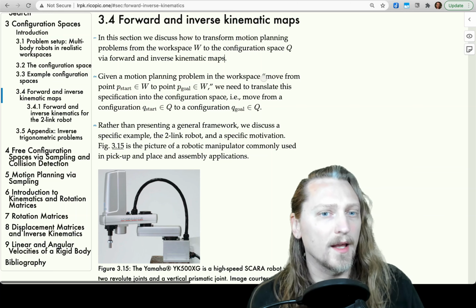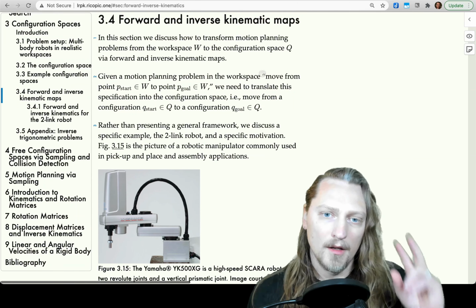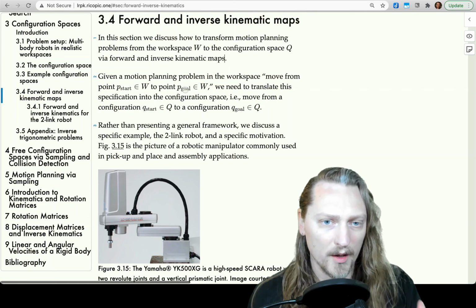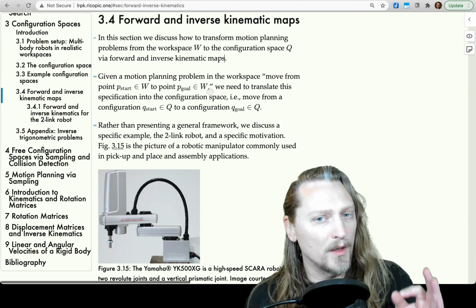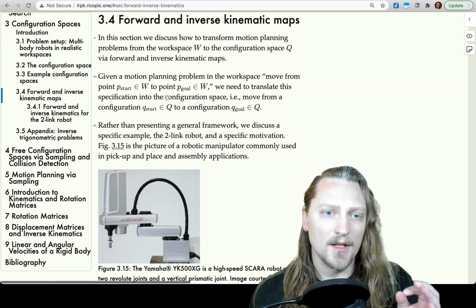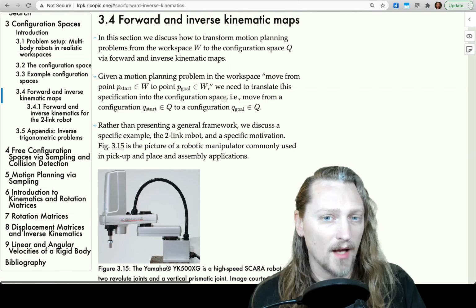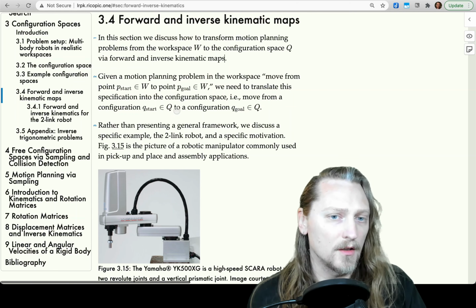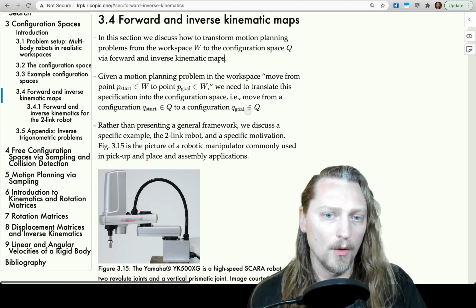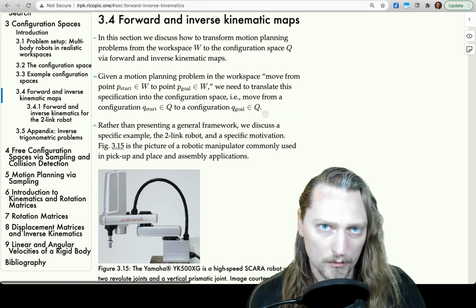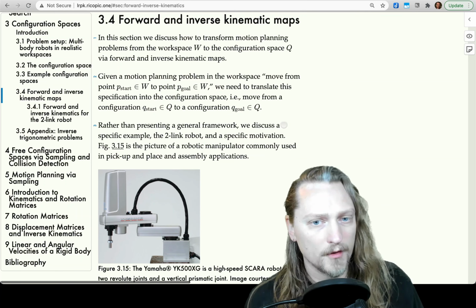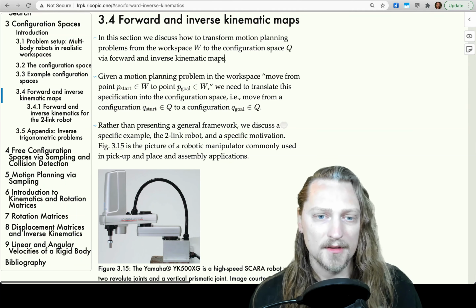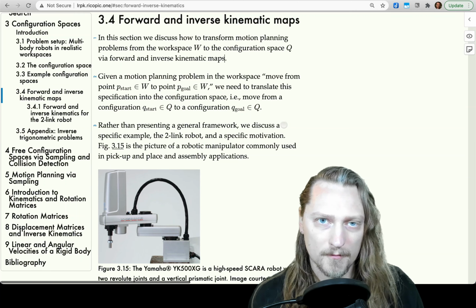Given a motion planning problem in the workspace, move from point P start in the workspace to point P goal in the workspace. We need to translate this specification into the configuration space, i.e., move from the configuration Q start in Q to the configuration Q goal in Q. Rather than presenting a general framework, we discuss a specific example, the two-link robot, and a specific motivation.